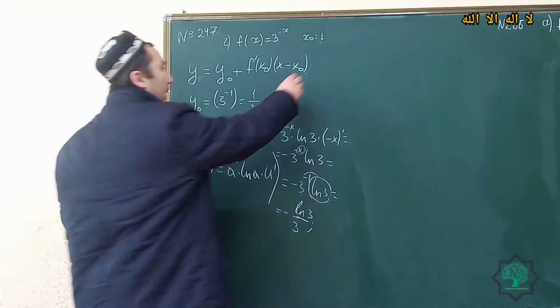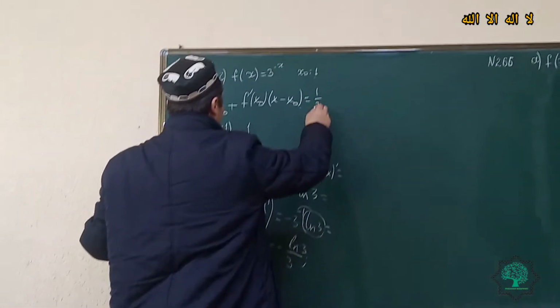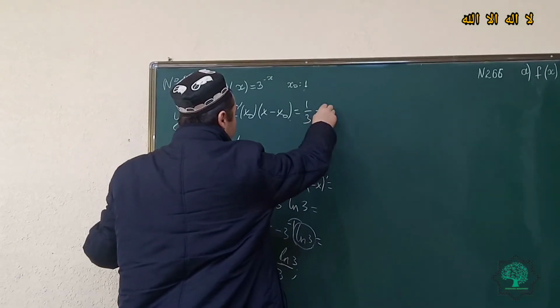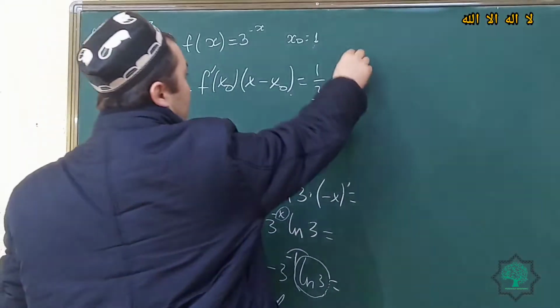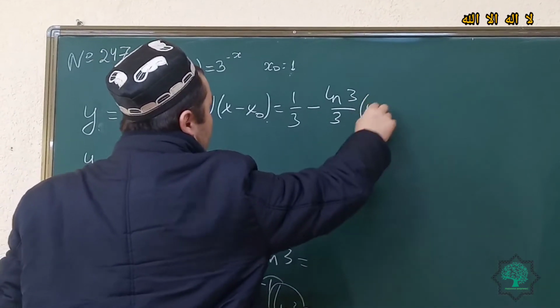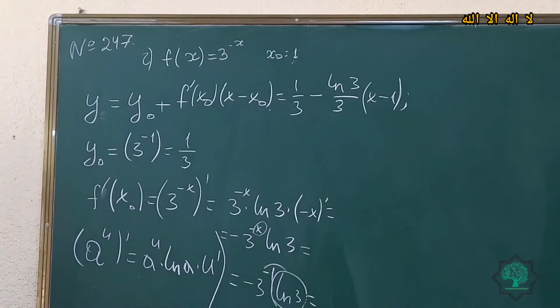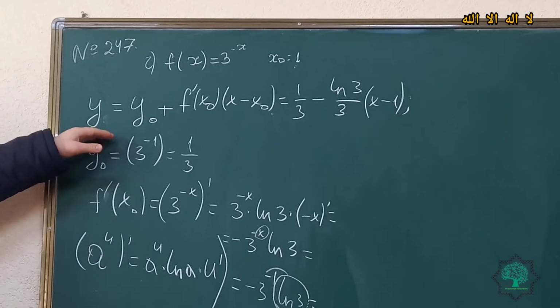and we will find the equation of the tangent. Minus ln 3 times x minus 1. We have found it, and it's too easy.